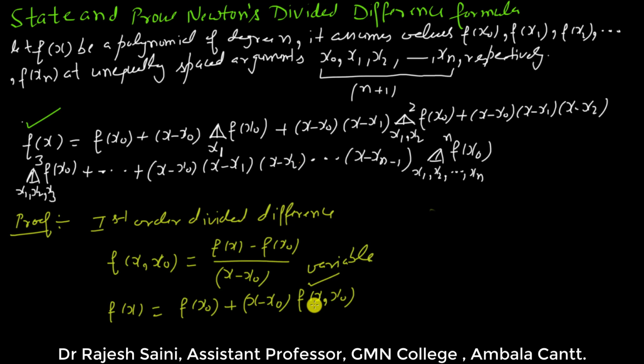So we will try to remove this variable quantity, and to do that I am going to name this equation 1. I have no option but to move to the second order divided difference. So we will move towards the second order divided difference.